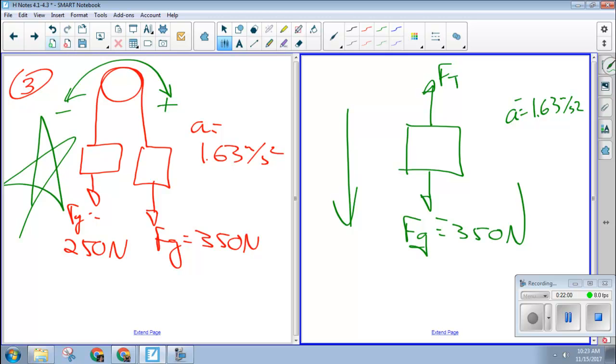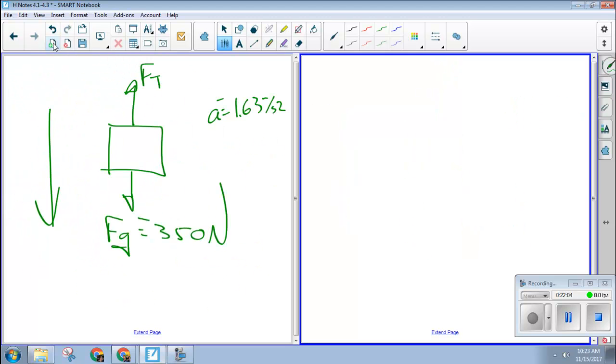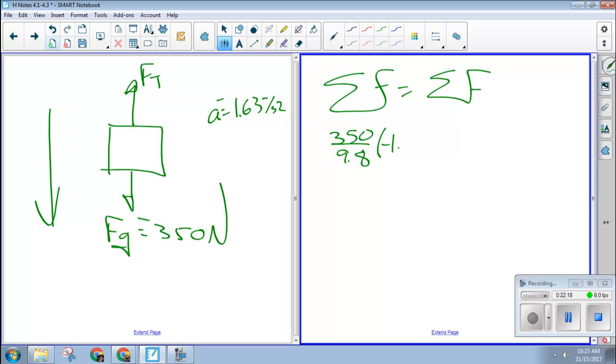Adam, are you good up to there? Yeah. All right. So then our next step is just net force equals mass times acceleration. So let's see, my mass. Oh, we don't know the mass. So our mass is just 350 over 9.8, right? Is that cool if I cheat and do that? Yes. All right, our acceleration is negative 1.63. And that's got to equal our force of gravity plus the tension force. And then you solve it. Good?